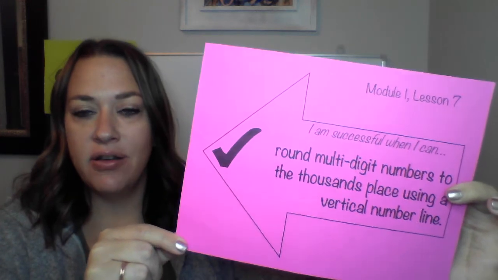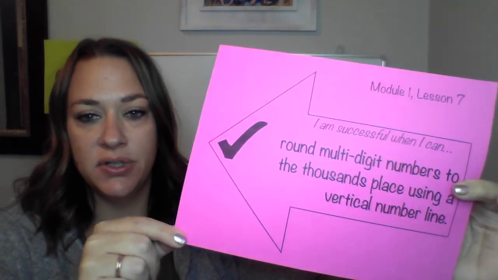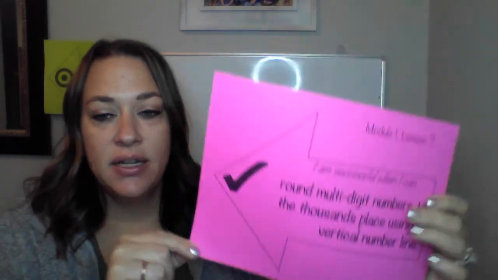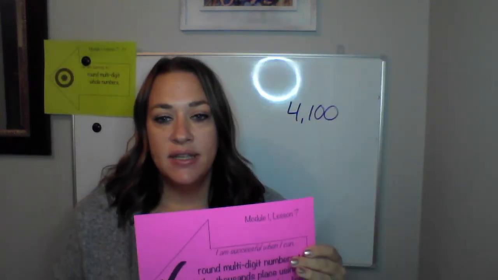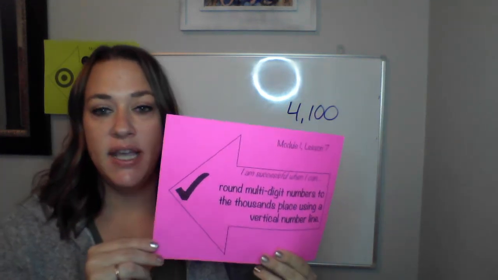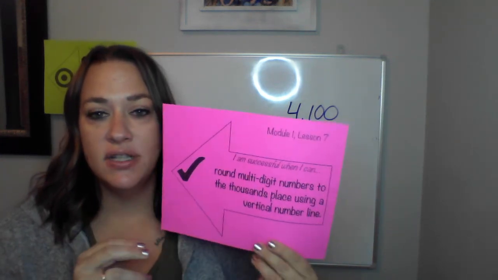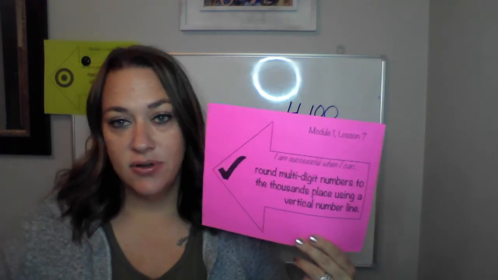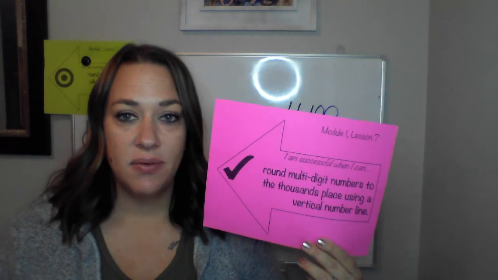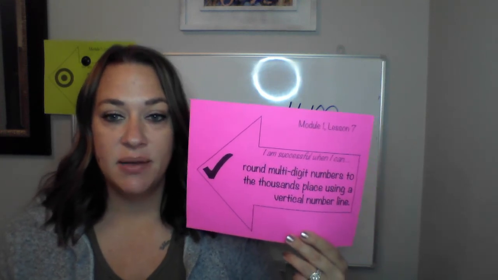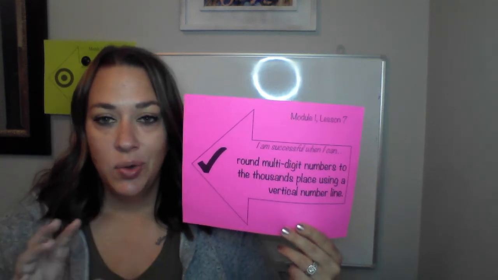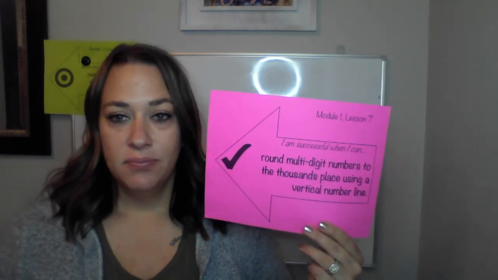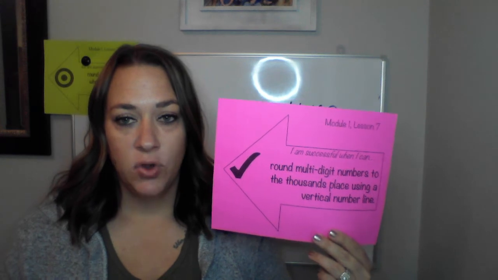Today we're going to be working on rounding multi-digit numbers to the thousands place using a vertical number line. With this lesson, we're kind of transitioning to rounding. The place value chart is still going to help you, so don't push that to the side. We're still going to be using that, but I'm going to be posting a video with the rounding rules if you maybe don't remember them from 3rd grade.